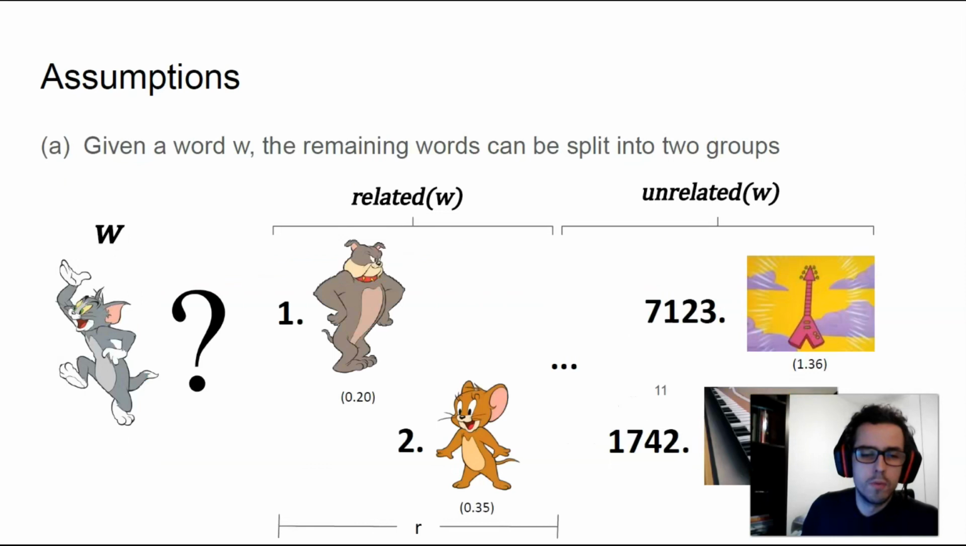And so we propose two assumptions. The first one is that given the word W, the remaining words can be split into two groups.